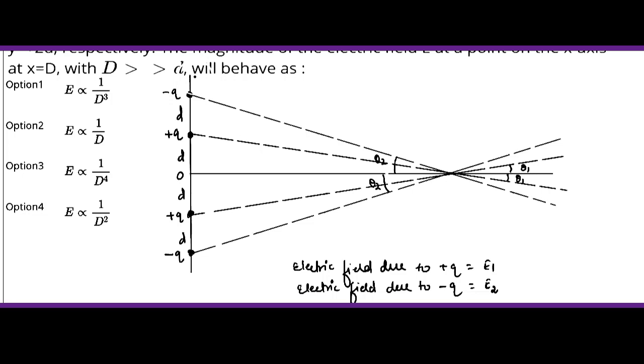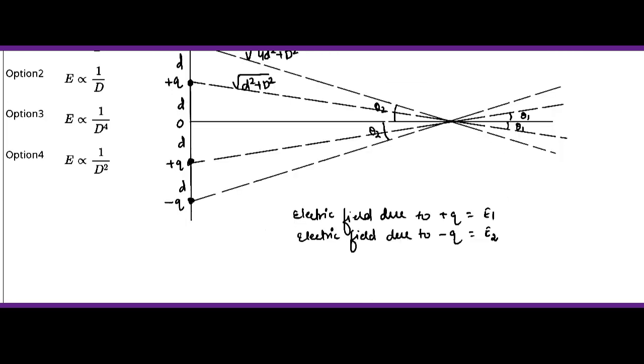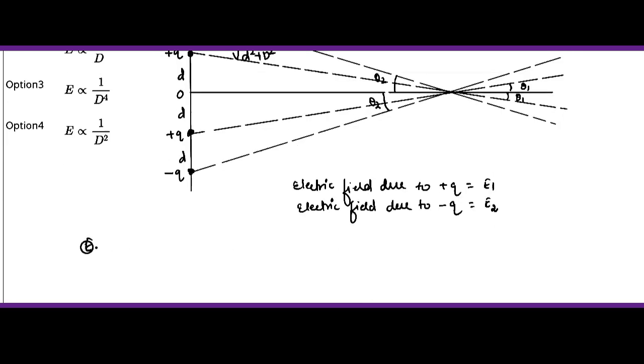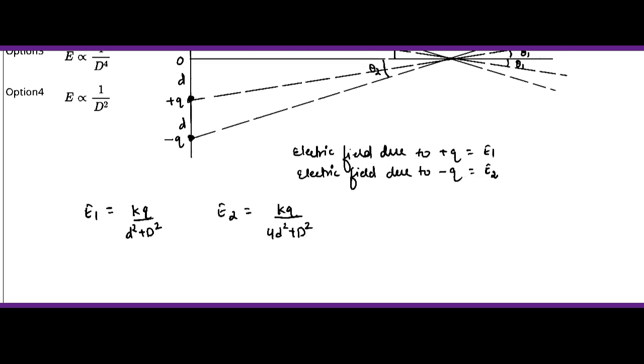Now the distance of minus q placed at a distance of 2d will be equal to, this distance is given to us as how much? Capital D, correct? So this distance will be equal to the square root of 4d square plus D square by using Pythagoras theorem, and this distance will be equal to the square root of d square plus D square. Now E1 will be equal to kq upon r square, which is d square plus D square, and E2 will be equal to kq upon 4d square plus D square, correct?